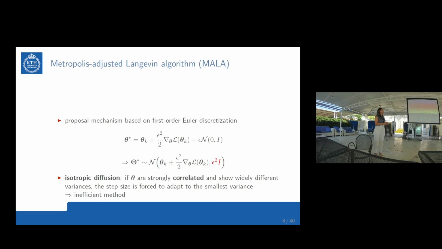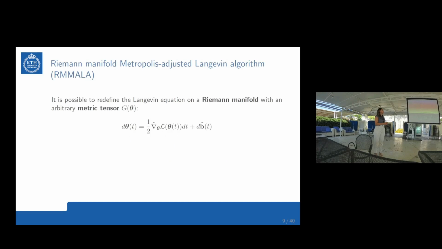So the solution is to reconsider the MALA algorithm on a new geometry, so on a Riemann manifold. And this leads to this modification, Riemann manifold MALA, RMALA, where we can use the metric tensor that characterizes this Riemann manifold. And here we can redefine both the drift term using this G, the metric tensor, and also the Brownian motion.